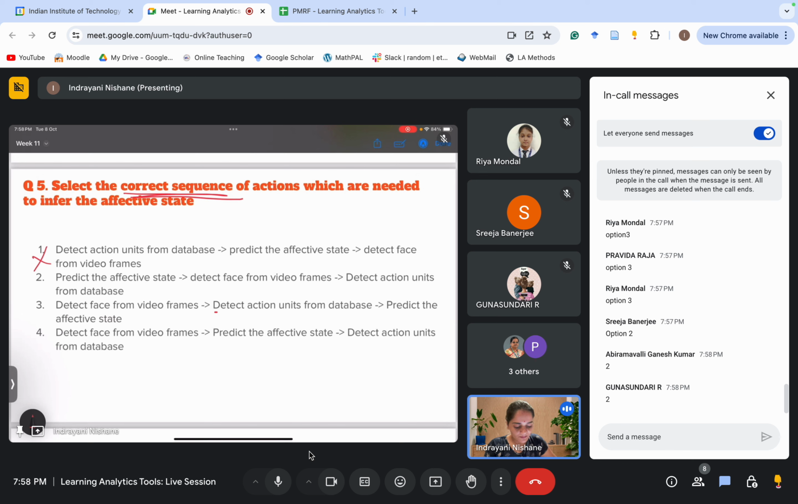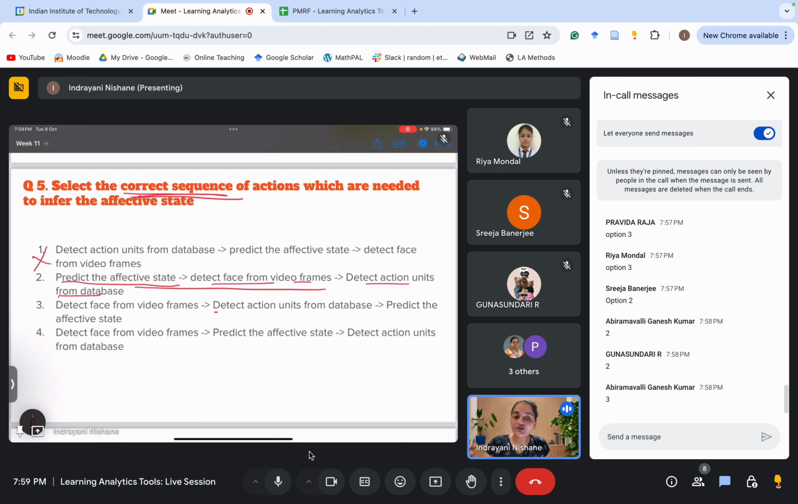Option 2 says predict affective state, detect the face from video and detect the action units from database. Many of you have chosen this option. How can you predict the affective state first and then go on detecting the face from the video and then the action units from the face, whereas we have discussed that action units will help in predicting the affective state? So this sequence is wrong.